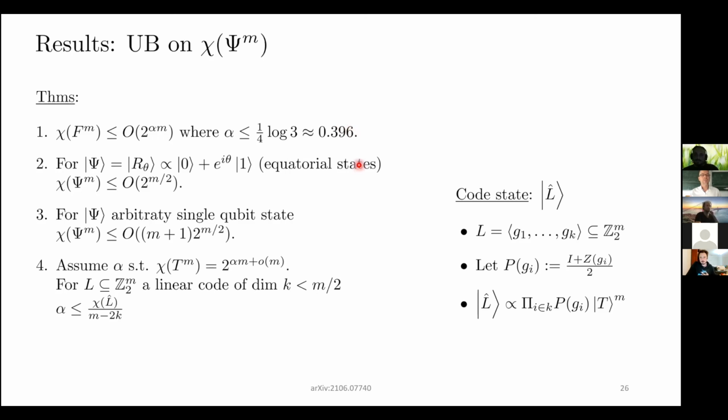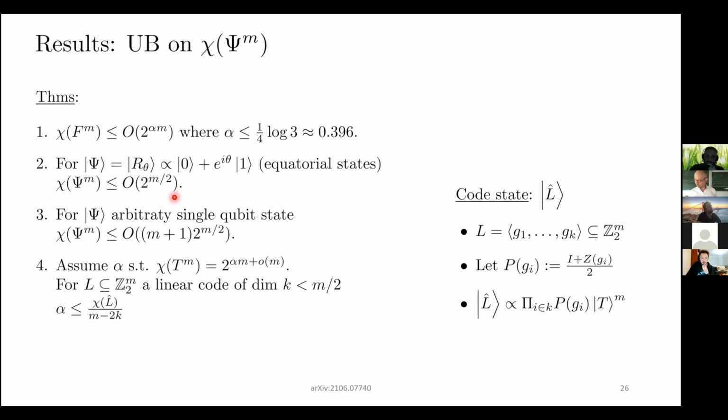Can I jump in here? I was just going to ask you about point 2. Maybe I didn't follow what that means exactly. So the upper bound's independent of theta. Yes. If you vary over all theta, you get the equator of the Bloch sphere. You get all the states on the equator of the Bloch sphere, and we're saying that any such state, if you take m copies of that state, then it has a stabilizer rank that's less than this.